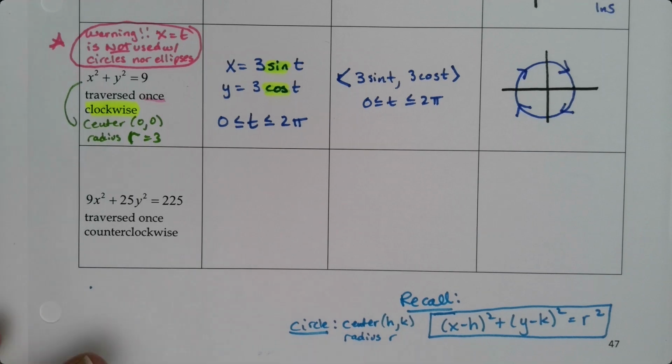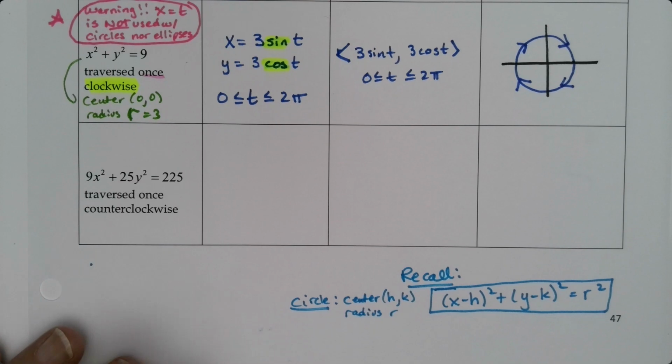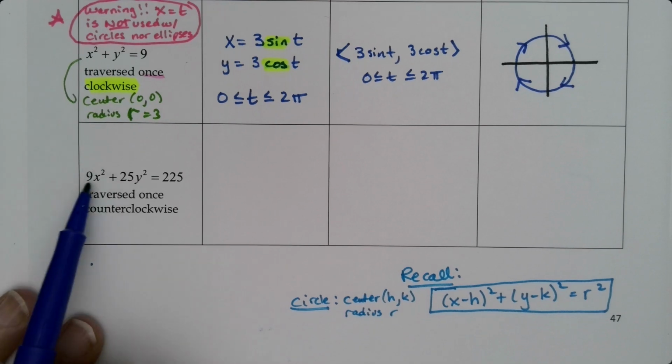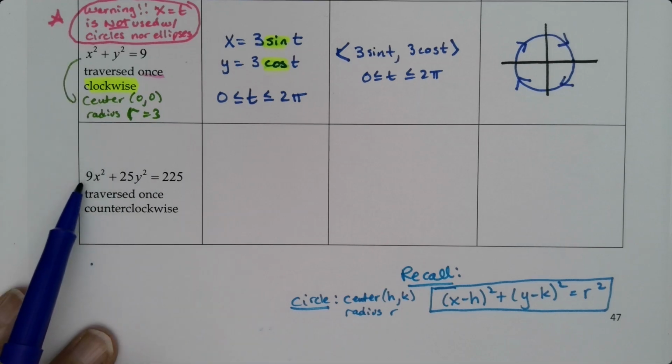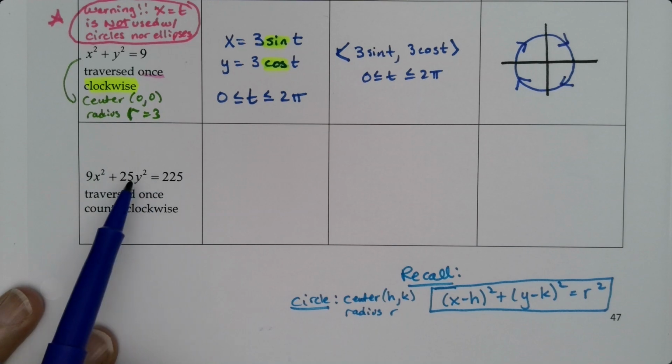All right, so now let's look at this ellipse here. Now I can tell it's an ellipse because it's got the x squared plus y squared, right? It's the same form, sort of, as the circle. However, it has these numbers in front, which is no good.